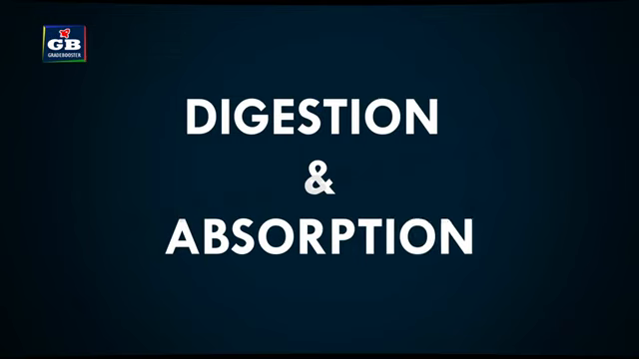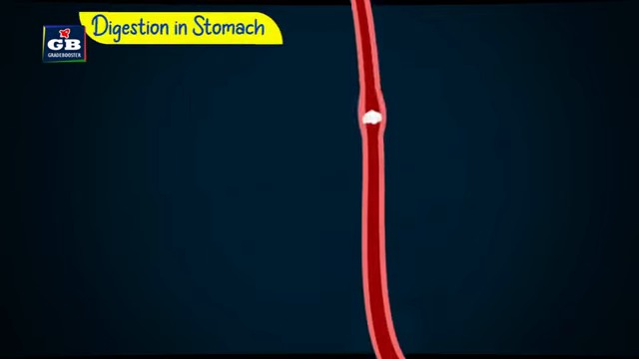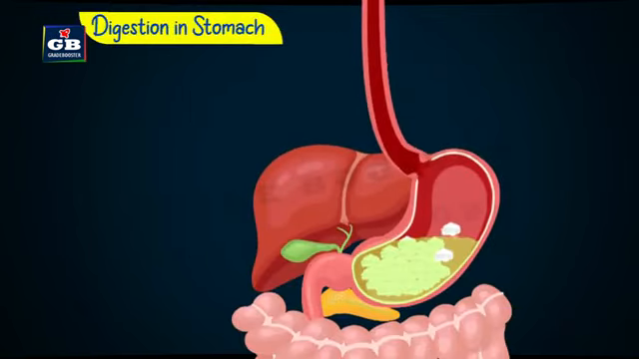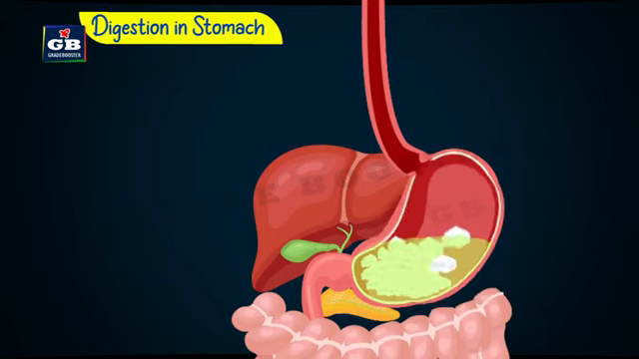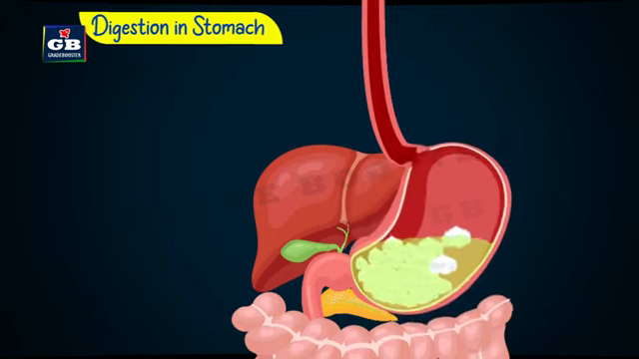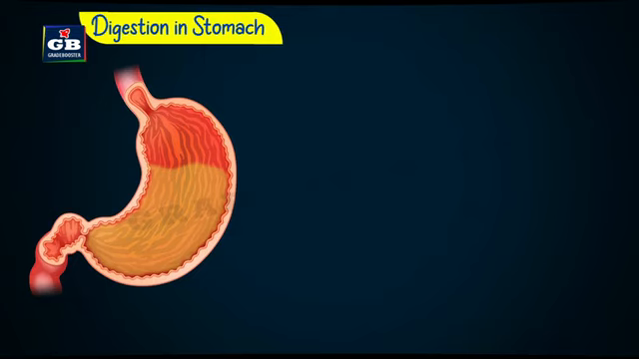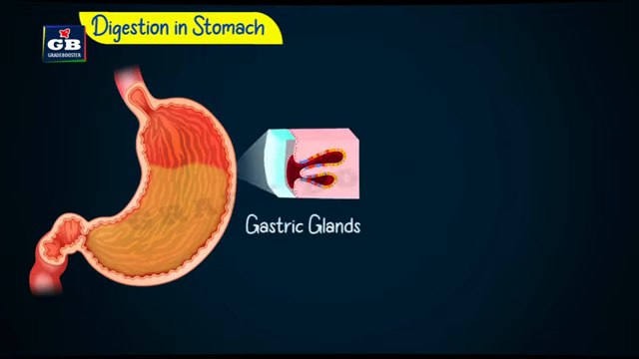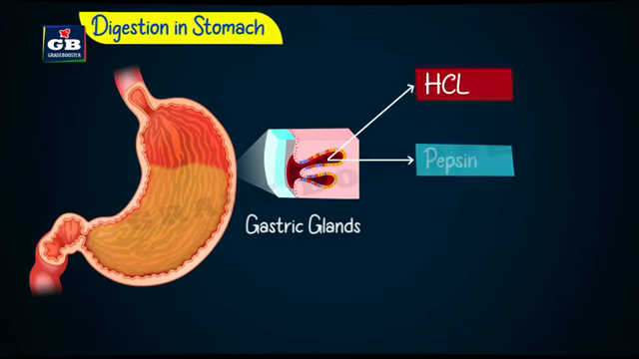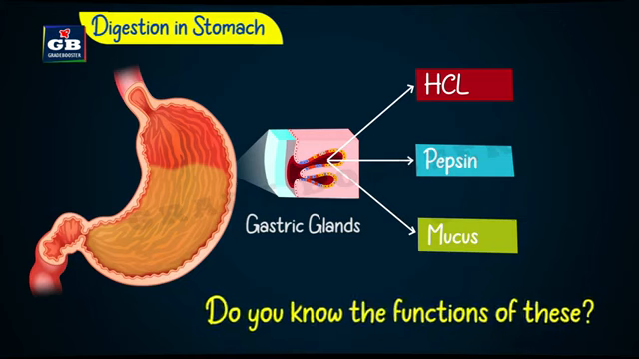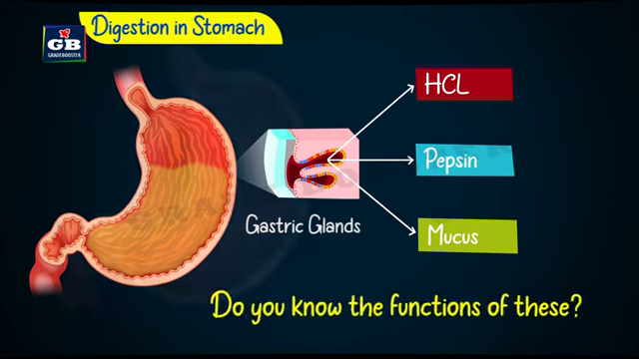Digestion and absorption. Food from the mouth enters the stomach through the esophagus. The stomach is a bag-like organ. It expands when food enters into it. The walls of the stomach have gastric glands. These gastric glands secrete HCl, pepsin and mucus. Do you know the functions of HCl, pepsin and mucus?